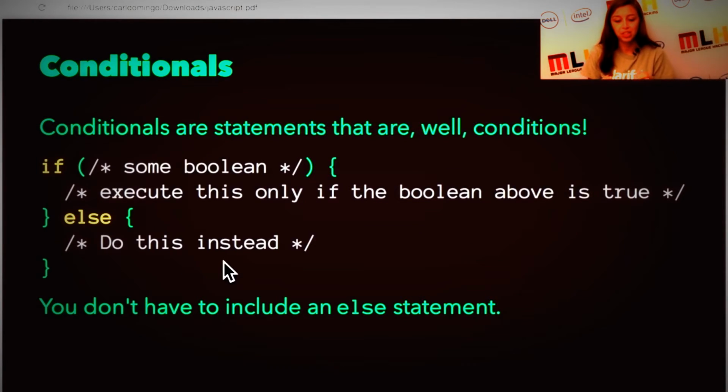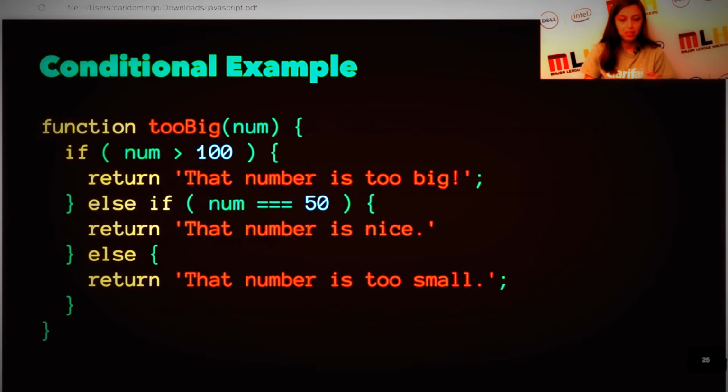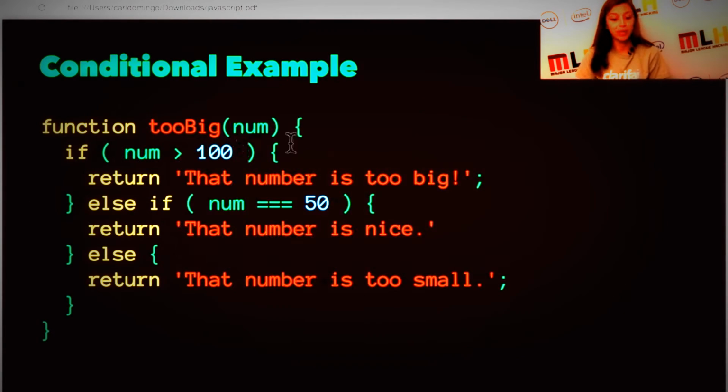You don't have to actually include an else statement. If you don't want to, you could just have if something happens, do this, otherwise don't. But you can totally do that. So this is an example that I just whipped up. And so I have the function toBig, and then it takes in a number. And you've seen this before, but now we have this if statement in here. So first, it checks if num is greater than 100.